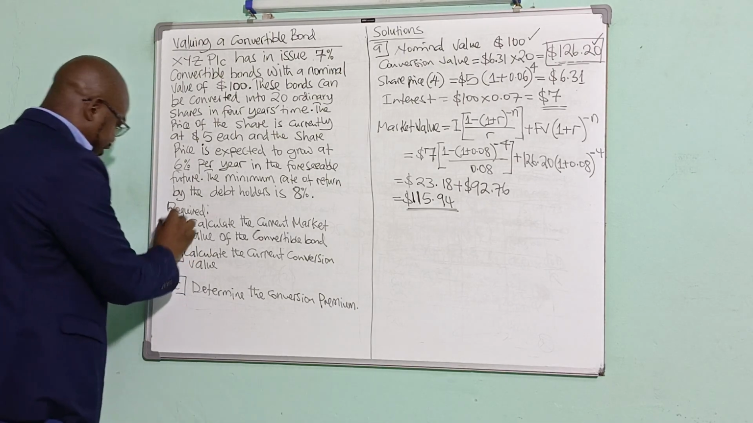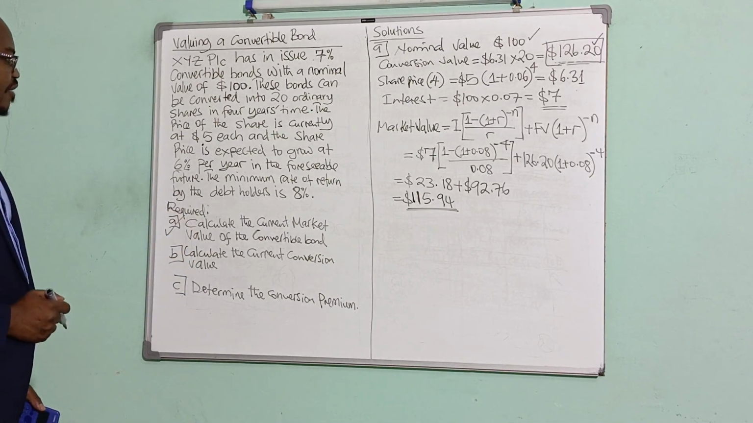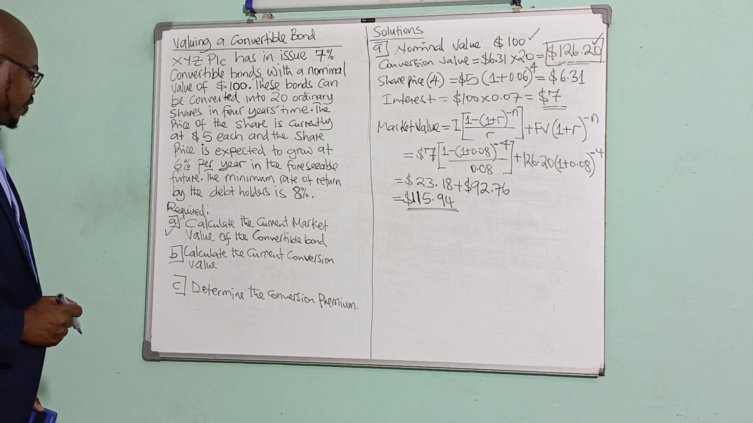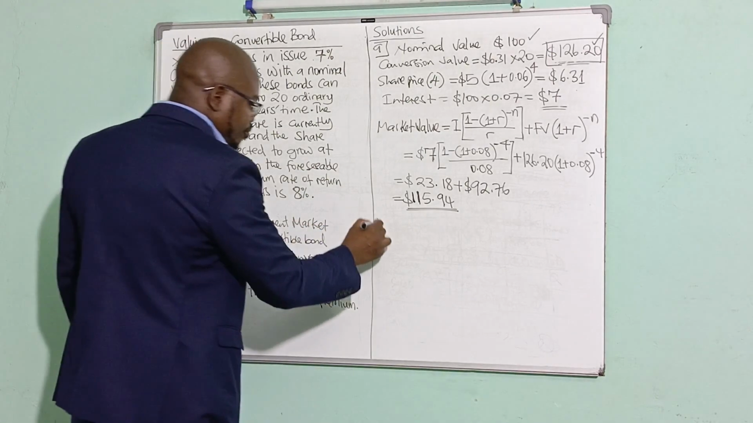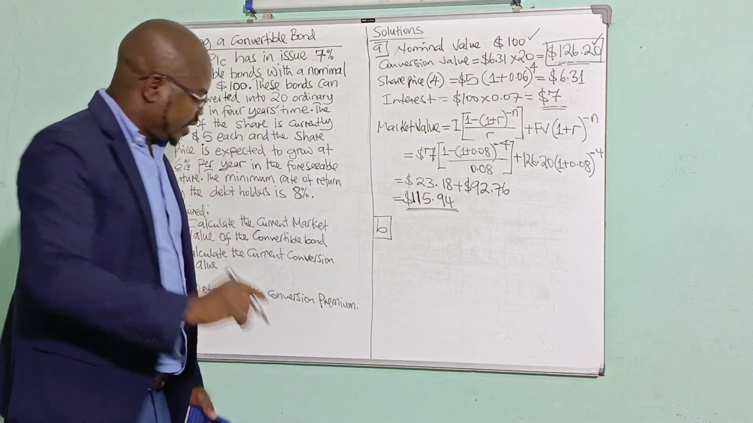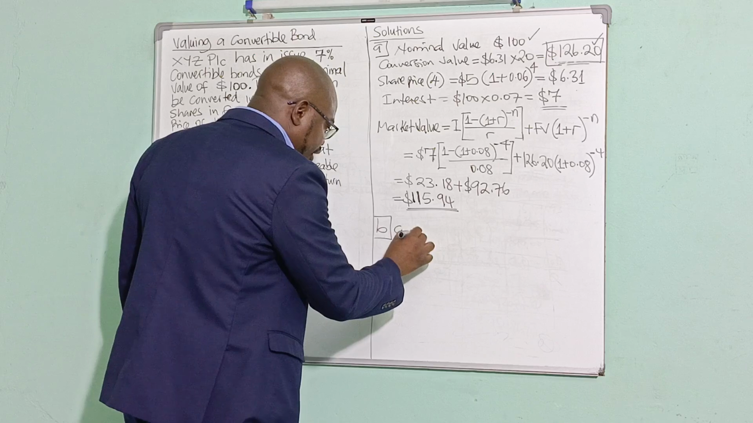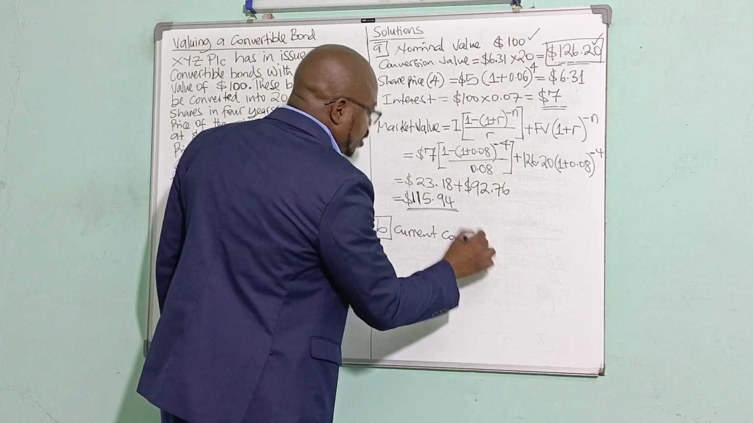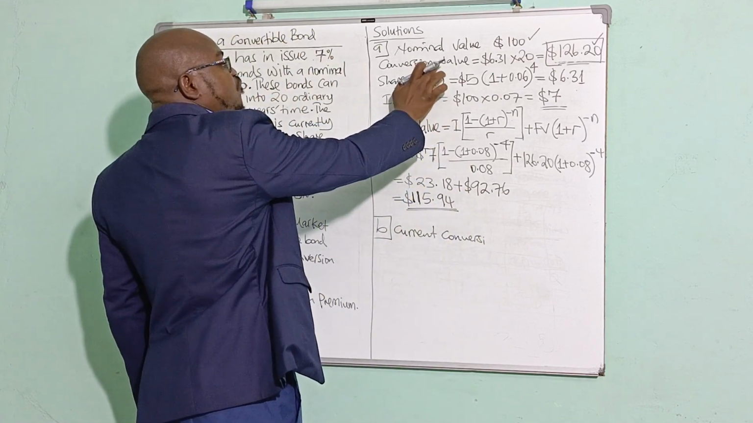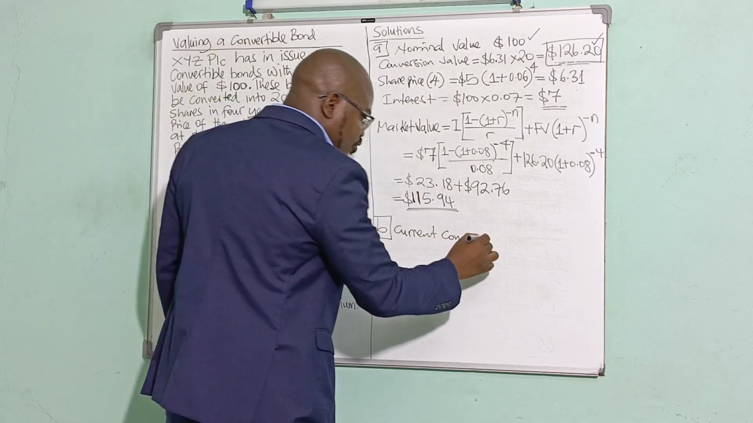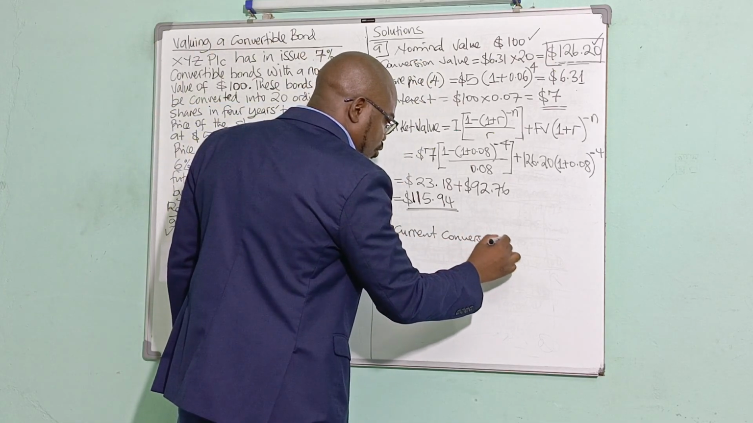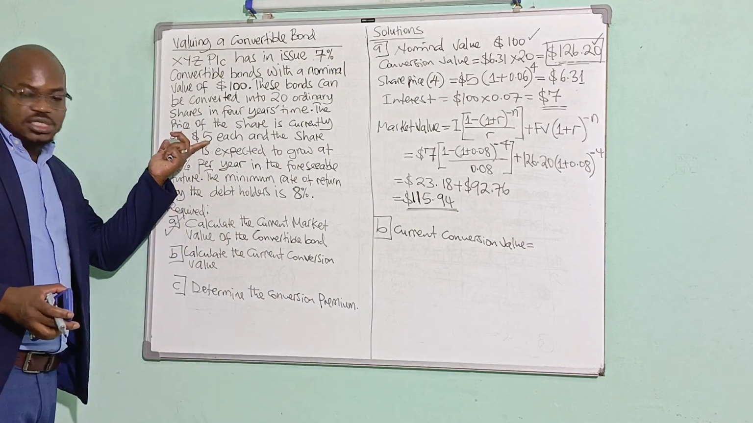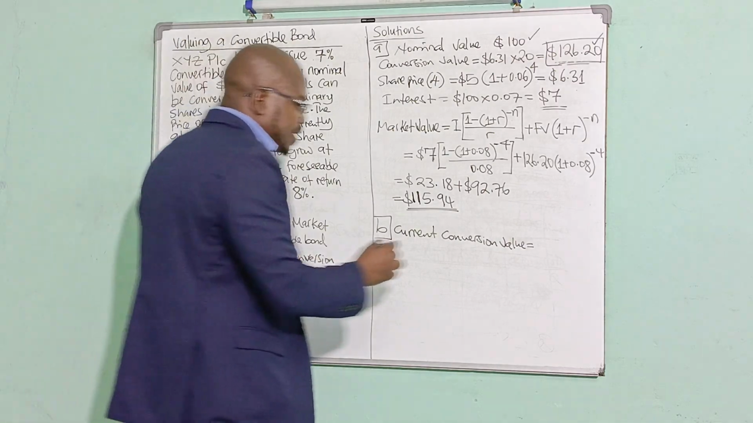So I'm done with part A of the question, then the examiner is asking to calculate the current conversion value. The current conversion value, meaning the conversion value when? Today. This is the conversion value in 4 years' time. So the current conversion value will be very simple. I'll simply look at the current market price of the share, which is $5. I'll bring it there.